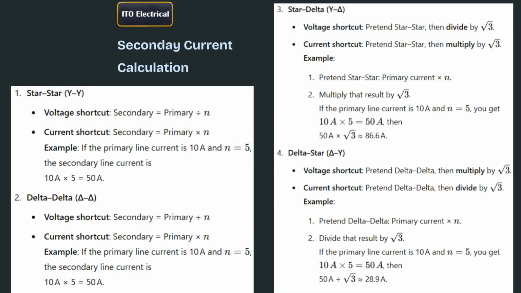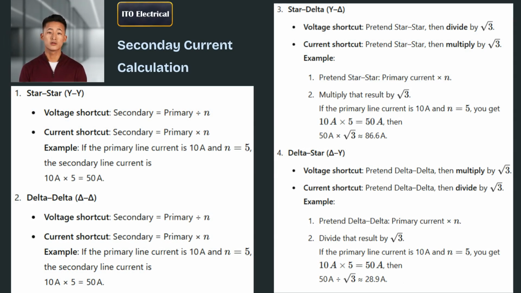Just like with secondary voltages, there's a quick way to figure out secondary line currents in a 3-phase transformer by flipping the divide or multiply steps used for voltage. Here's a streamlined guide that keeps things simple. Star to star, multiply the primary line current by the turns ratio. For example, if the primary is 10 amp with a 5:1 ratio, then 10 amp times 5 is equal to 50 amp on the secondary.